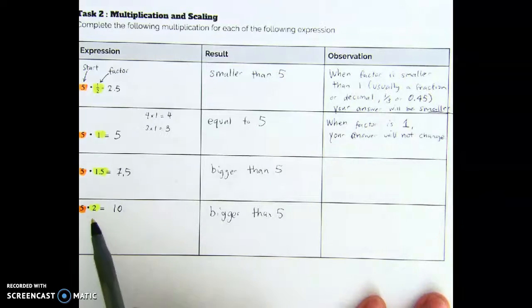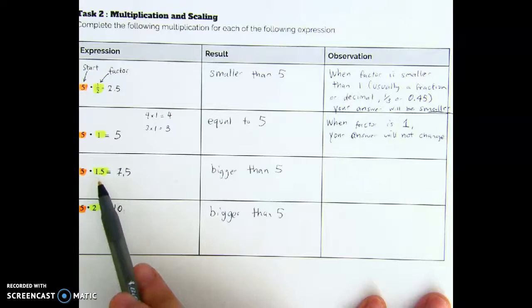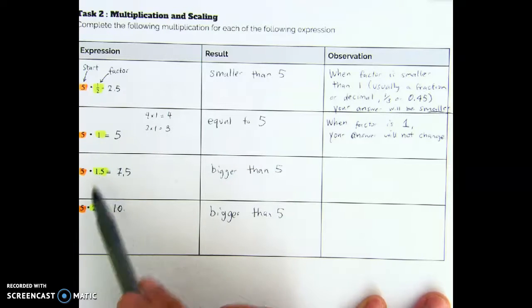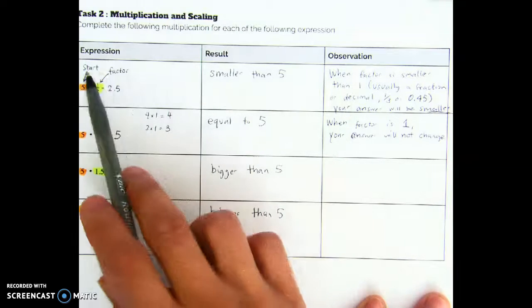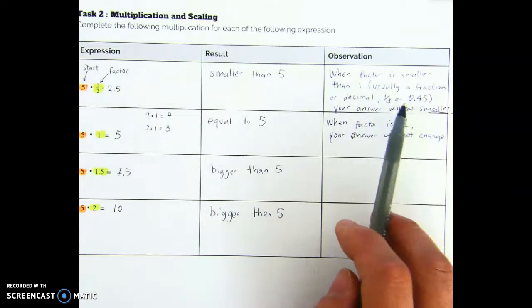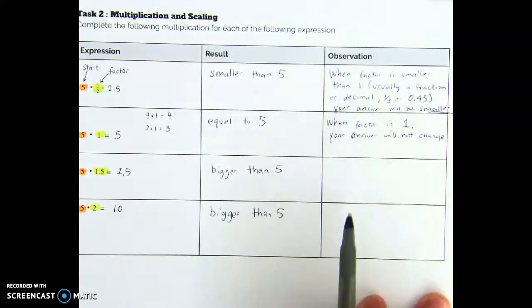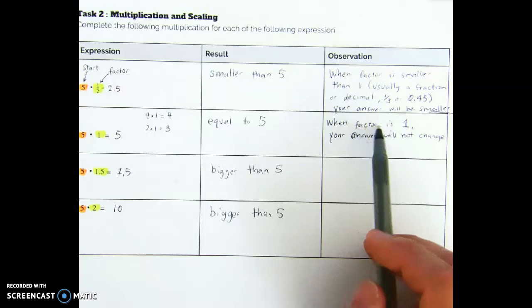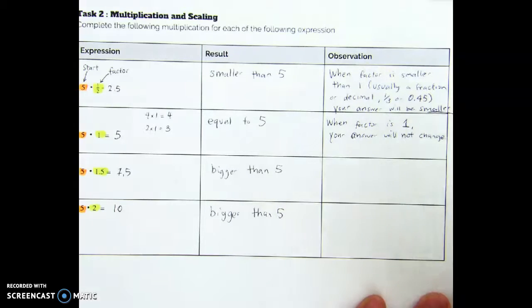Now, looking at the last one, we notice that if we multiply by 2, it becomes bigger. If we multiply by 1.5, it's also bigger. What is the same between 1.5 and 2? What's the same about these two is that they're not like this one. The reason why this one, the answer is smaller, is because it's less than 1. Well, then why is this answer bigger? Well, then the factor must not be smaller than 1, and it must not be equal to 1. It must be bigger than 1.